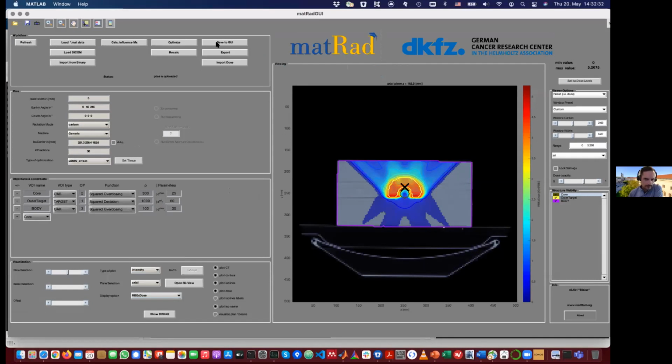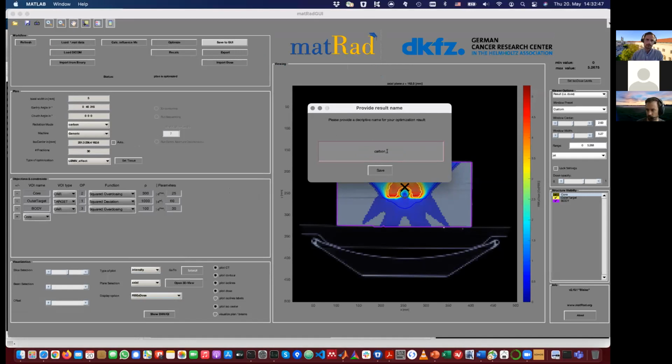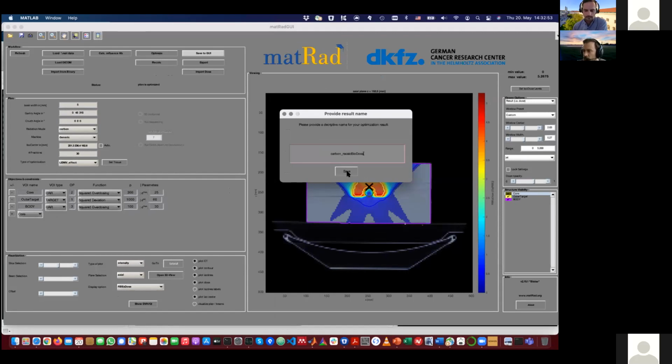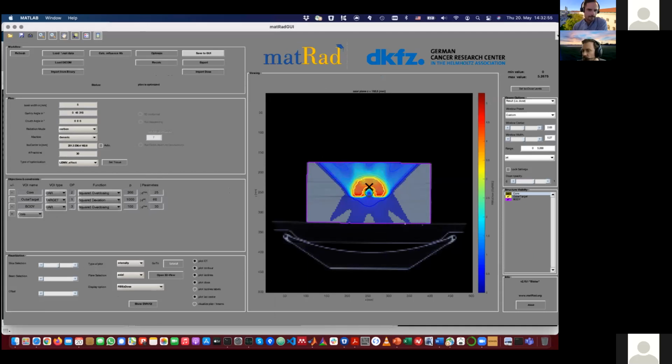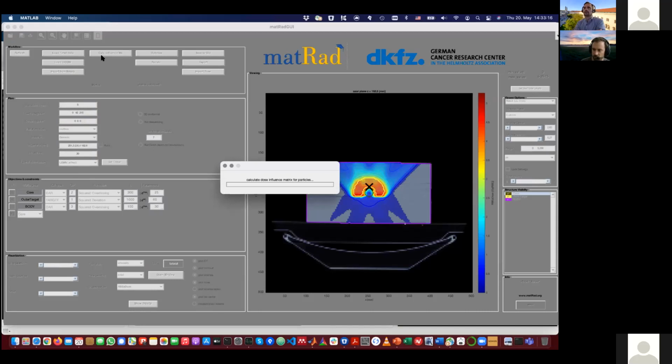I will just save this. We'll call it carbon recalc by dose. We'll save this. And now we'll do a proper biological treatment planning workflow. And therefore, we simply leave all the settings as they are. And now we basically have selected the type of optimization as LEM4 effect. And now we click the calc influence button to compute the influence matrix for the physical dose, but now also for the alpha and beta parameter to then later on optimize the biological effect.